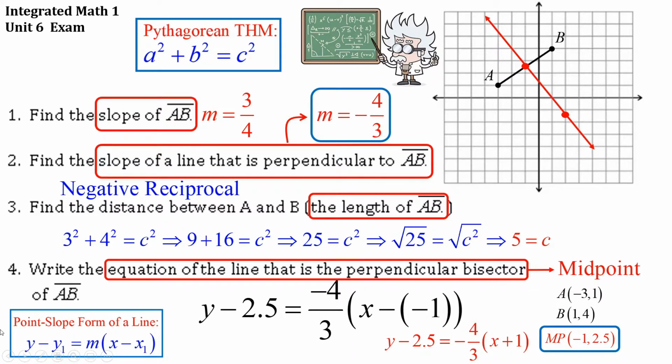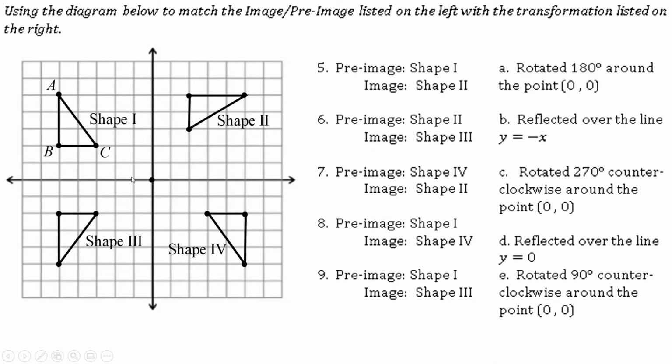Okay, now on the next section, which is a matching section, we do our transformations. So using the diagram below, match the image/pre-image listed on the left with the transformation listed on the right. Okay, and if you look at the transformations, all we have are rotations and reflections. So I'm going to give you a new tool so you can possibly recognize a rotation versus a reflection a little easier, because some of you are having trouble visualizing rotation versus reflection.